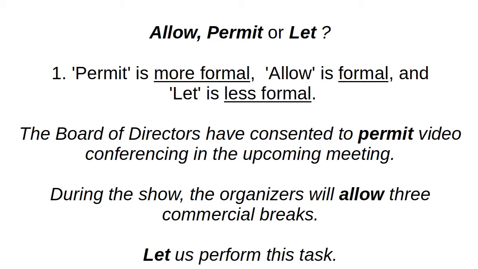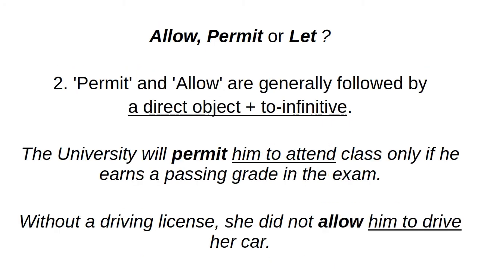After this, the second slide is: permit and allow are generally followed by a direct object plus to-infinitive. The university will permit him to attend class only if he earns a passing grade in the exam. So him is a direct object, to attend is the infinitive. We see him as a direct object, allow is followed by him, which is a direct object, and him is followed with the to infinitive, which is to drive.